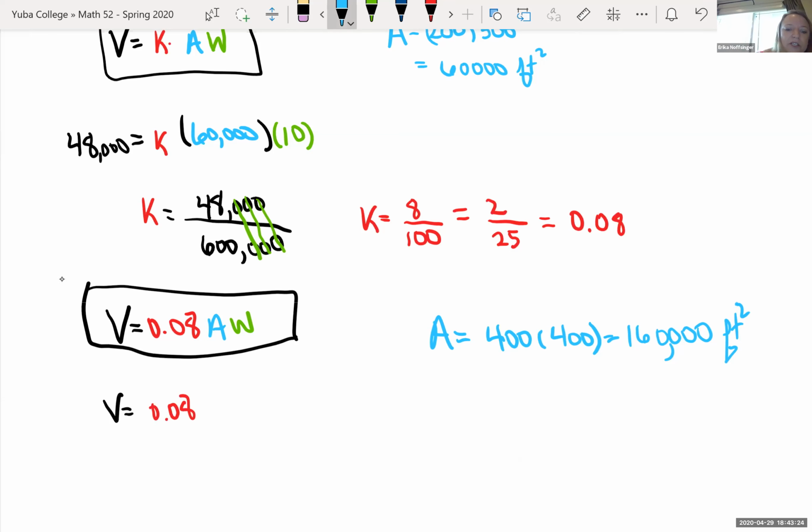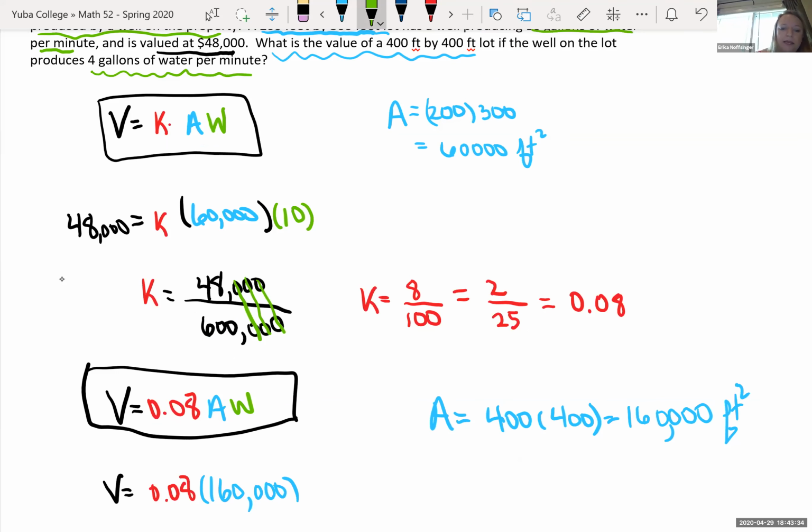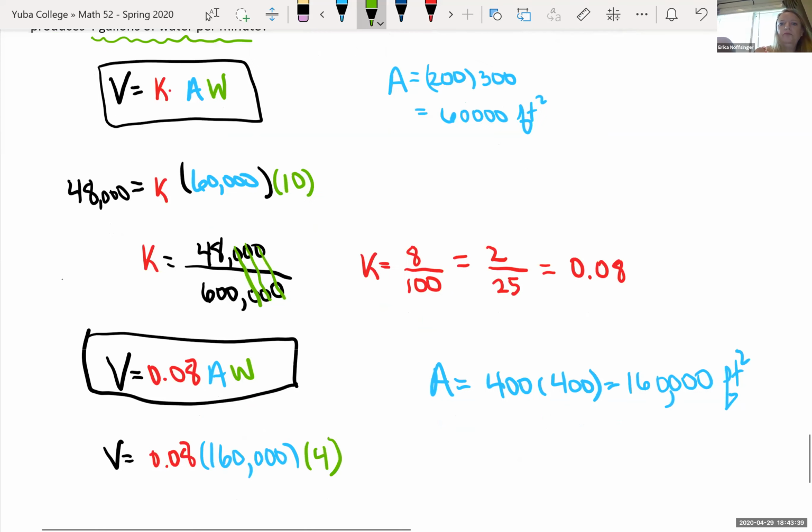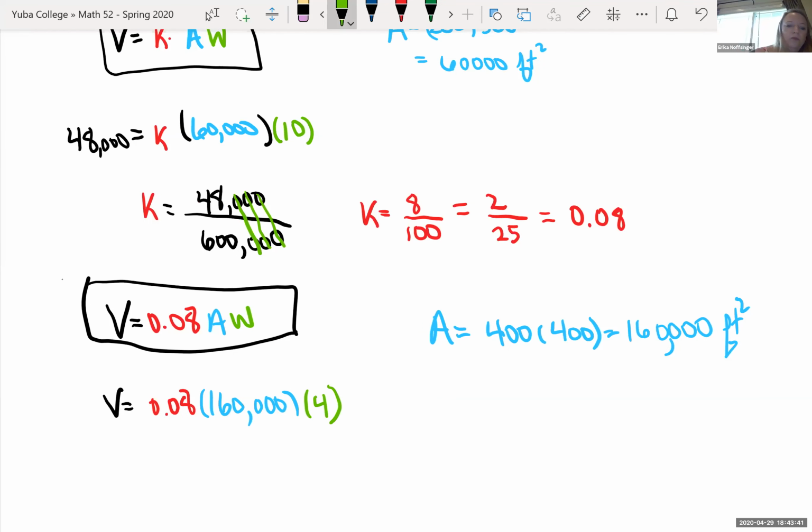So I got the value is equal to my 0.08 times my area, which is 160,000 square feet, times the water rate. And our water rate is just 4 gallons per minute. So times 4. Okay, so 0.08 times 160,000 times 4 gives us back the value of that lot, which would be $51,200.